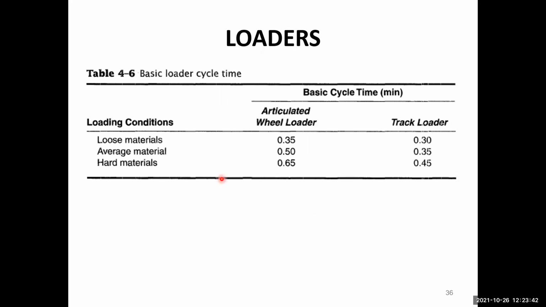Okay, so what are the cycle times of the loaders? The cycle times of the loaders can be taken from one of these few figures. So for example, for loose materials, for average materials, for hard materials, and then depending on whether it is a track loader or an articulated wheel loader. So the cycle times in terms of minutes can be taken as these figures. So for the loose materials, if it is an articulated wheel loader, which is relatively slower than the track loaders, then it can be taken as 0.35 minutes.